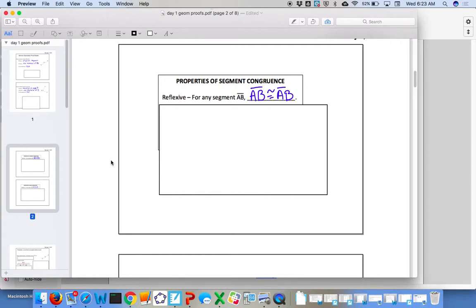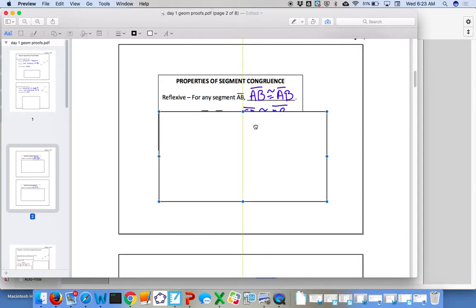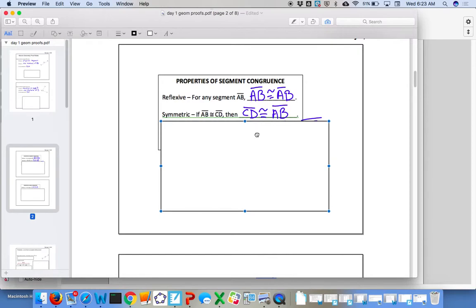So you're going to see some properties that we already saw with algebra proofs. So for segment congruence, we still have reflexive property. So for any segment AB, segment AB is congruent to segment AB. We have the symmetric property that says if segment AB is congruent to segment CD, then I can switch the two sides around and say that segment CD is congruent to segment AB.